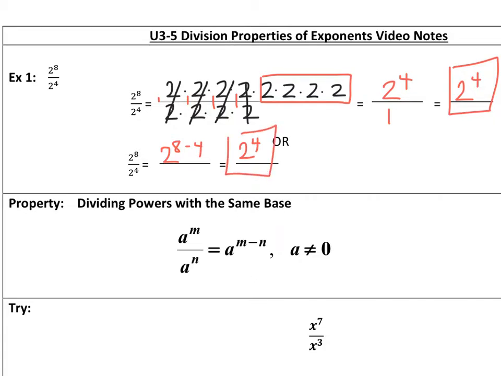So this is the property. Sometimes properties can be confusing, but basically what this is saying is, if we divide two numbers with the same base, we subtract the exponents. The only thing is a cannot be 0, because we can't divide by 0.